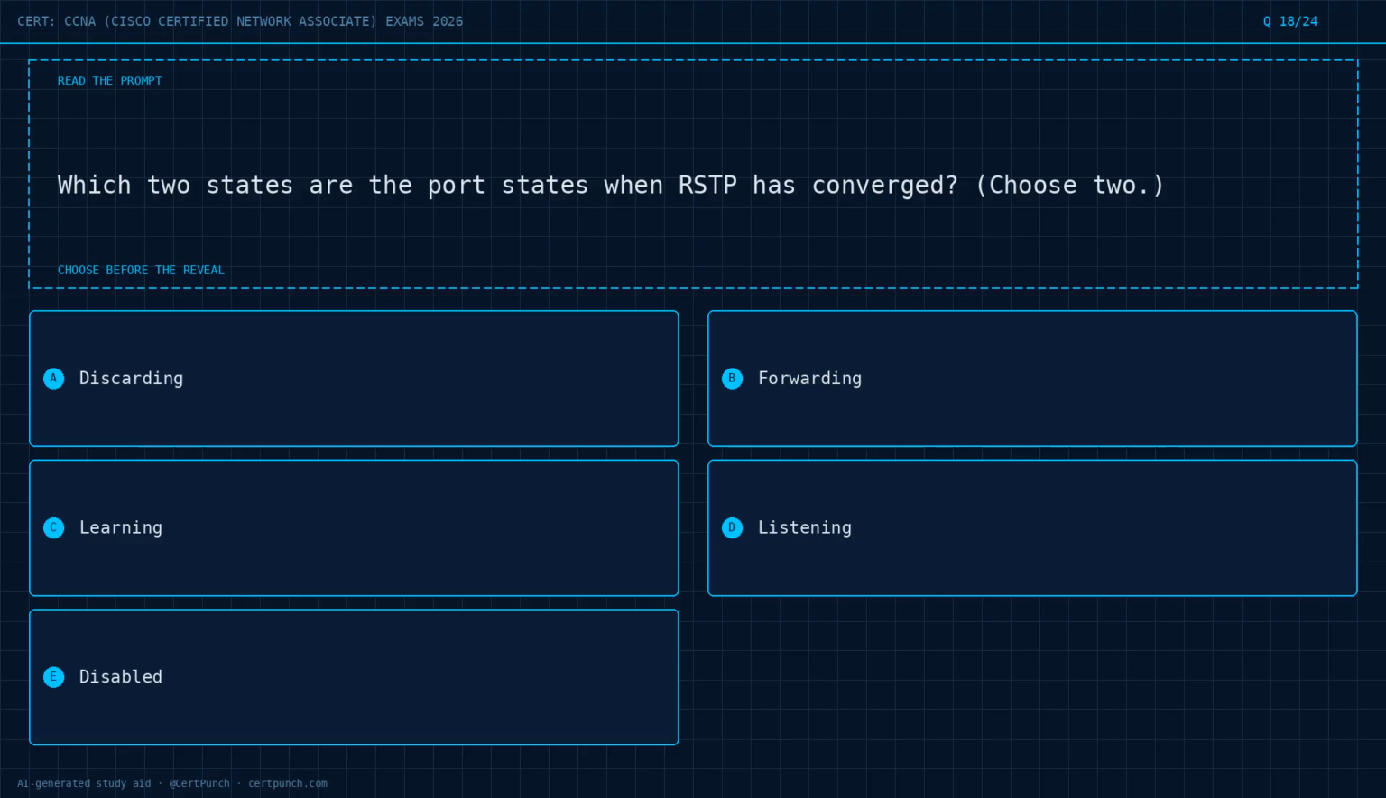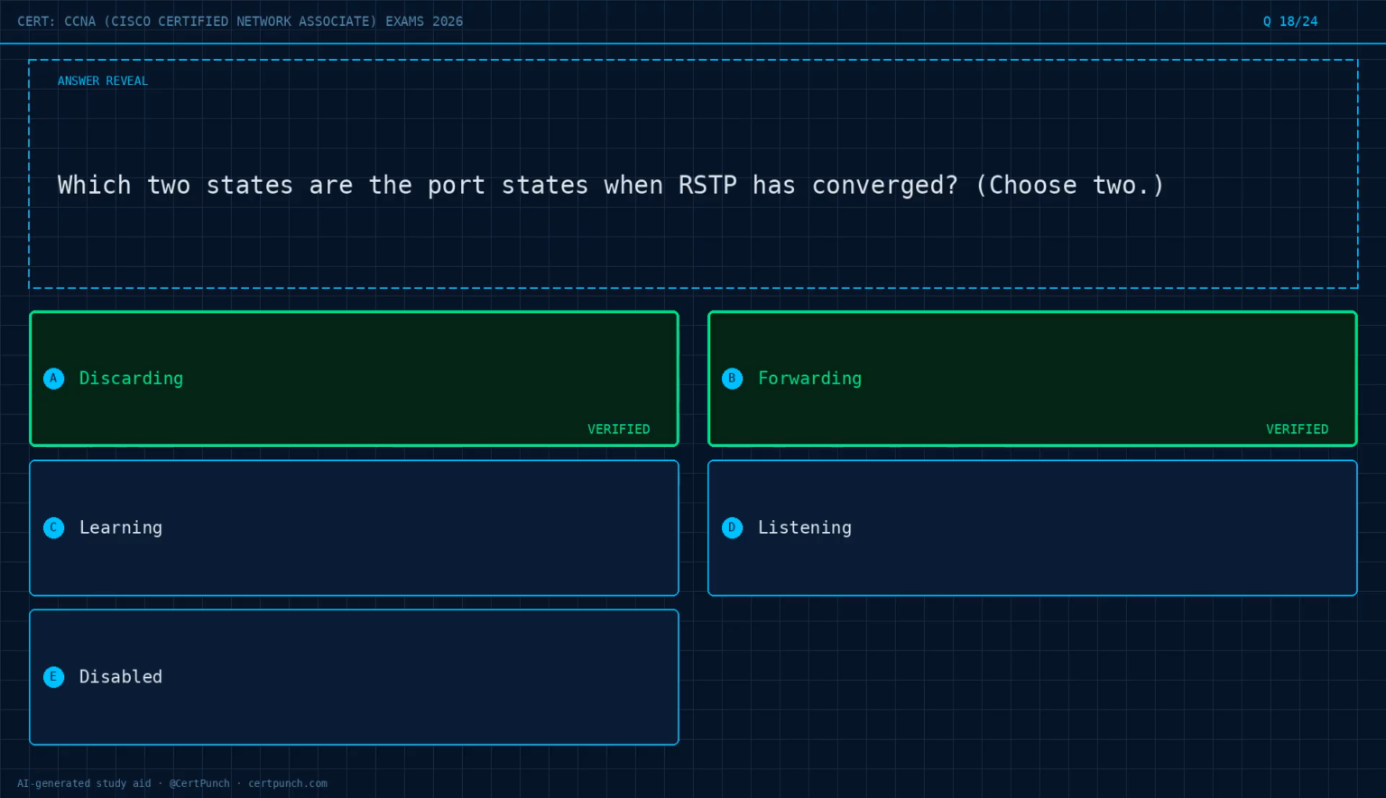Question 18 of 24. Which two states are the port states when RSTP has converged? Choose two. Option A, discarding. Option B, forwarding. Option C, learning. Option D, listening. Option E, disabled. Lock in your pick before the reveal. Trust the read.